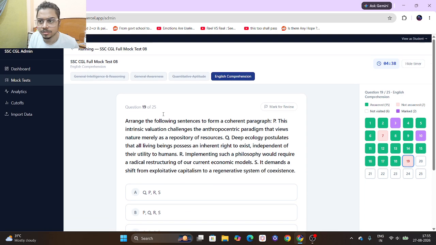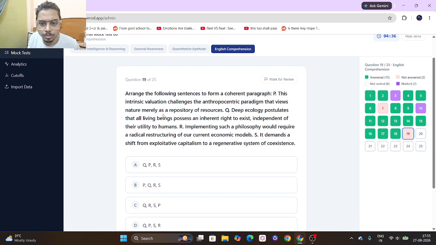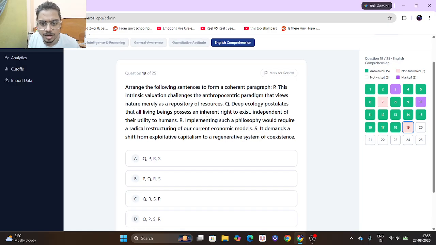This intrinsic valuation challenges the anthropocentric paradigm that views nature merely as a repository of resources. Deep ecology postulates that all living beings possess an inherent right to exist independent of their own utility. Of humans, implementing such philosophy would require a radical restructuring of our culture, of our current economic models. It demands the shift from exploitative capitalism to regenerative system of coexistence.